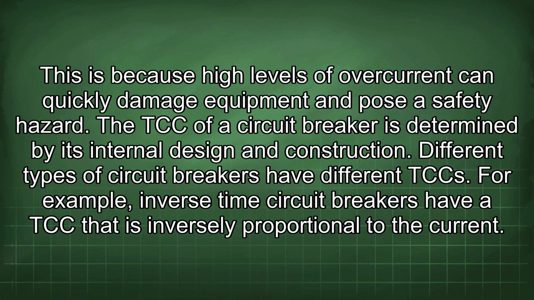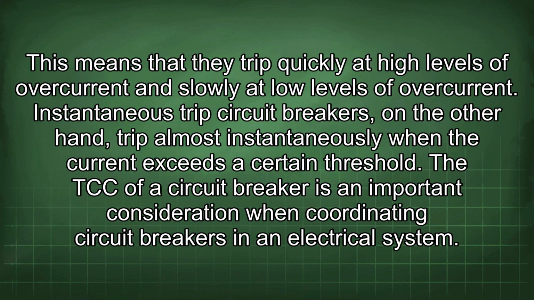The TCC of a circuit breaker is determined by its internal design and construction. Different types of circuit breakers have different TCCs. For example, inverse time circuit breakers have a TCC that is inversely proportional to the current. This means that they trip quickly at high levels of overcurrent and slowly at low levels of overcurrent. Instantaneous trip circuit breakers, on the other hand, trip almost instantaneously when the current exceeds a certain threshold.